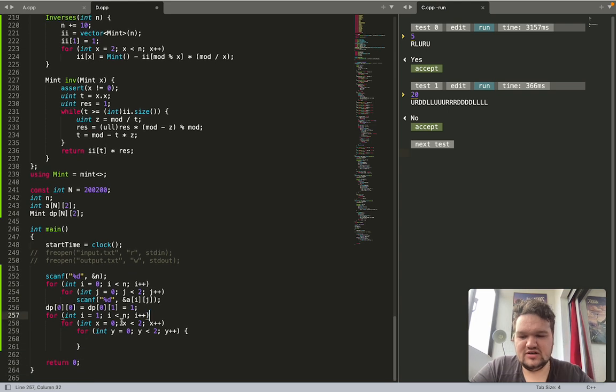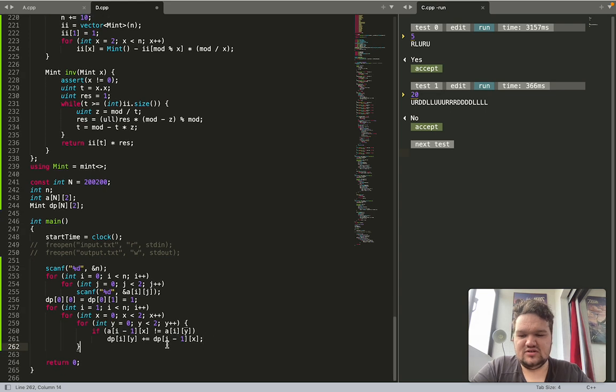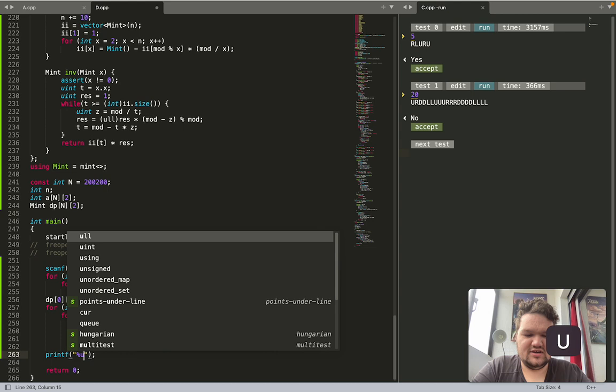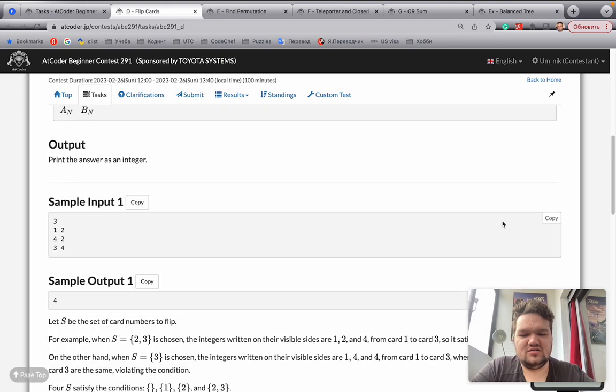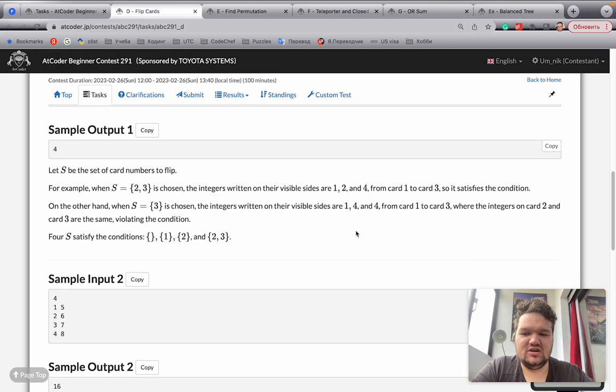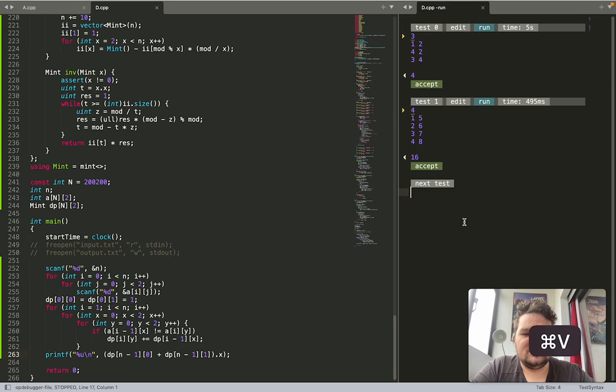So we're iterating over our cards, looking at what side we have chosen for the previous card and for this card, and if they are different, we can make this transition, and we should say that dp[i][y] should be increased by dp[i-1][x]. Because every way from that position can be continued using the side y.